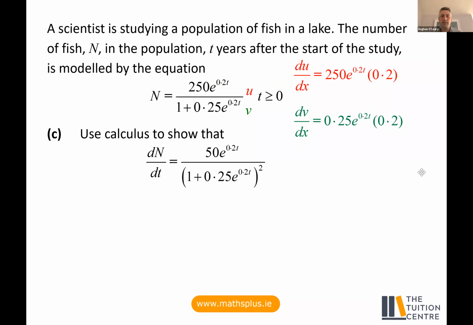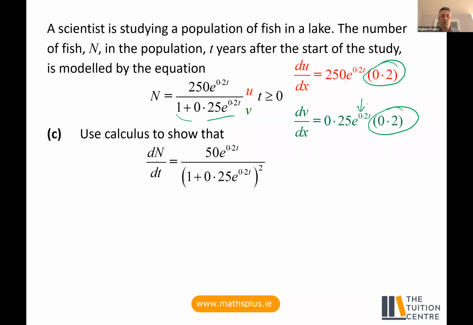du/dx, the derivative of the top. So it's going to be my 250 times e to the power of 0.2t, but multiplied by, in the general formula, a. Here the a is 0.2. The dv/dx, same idea. In this case, here's v, right? When I'm differentiating it, I've got to be careful that the 1 is going to disappear, but then I'm going to have 0.25 e to the power 0.2t. But again, it's times the 0.2, the coefficient on the t.